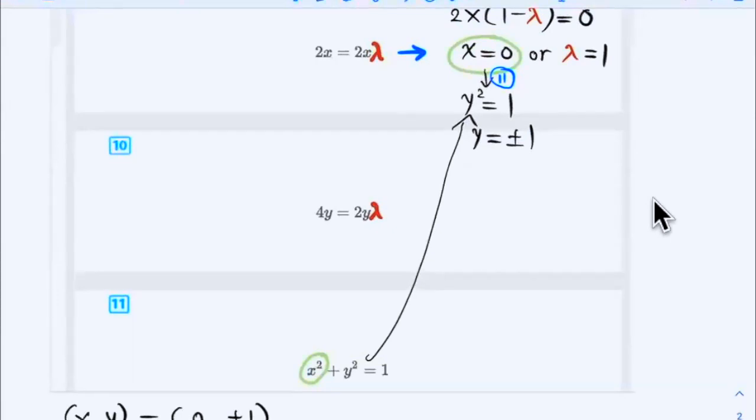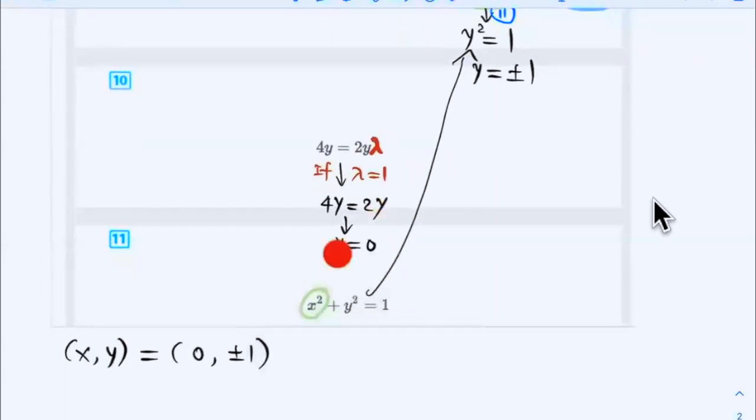But what about when lambda? Now let's think about the other case. When lambda here is equal to 1, let's see how do we do this. If lambda equal to 1, this doesn't tell us anything, right? But this one does tell us something. If lambda equal to 1, then 2y equal to 4y, then y has to equal to 0, right? So y has to equal to 0.